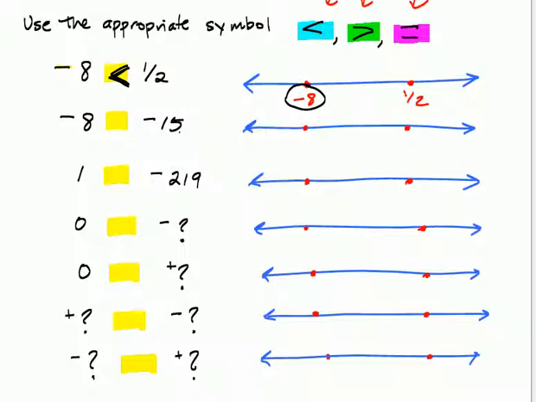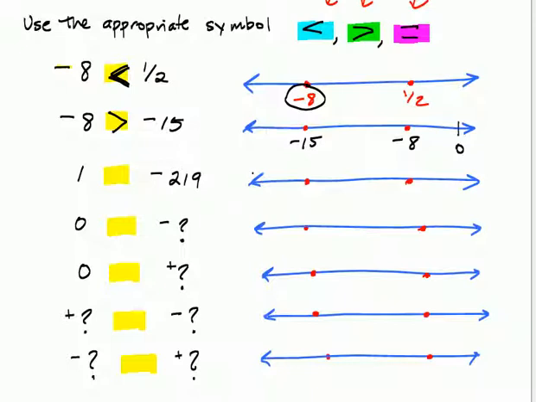Next one, negative 8, negative 15. Relative on here, they're both negative, so we know 0 is up here somewhere. Negative 8 versus negative 15. The negative 8 says we've gone left 8, and the negative 15 says we've gone left 15. So this is going to be the negative 8, this is going to be the negative 15, which is the smaller number, negative 15, because it's further to the left. So our arrow should point to that negative 15, and then when we read that, we can say negative 8 is greater than negative 15.